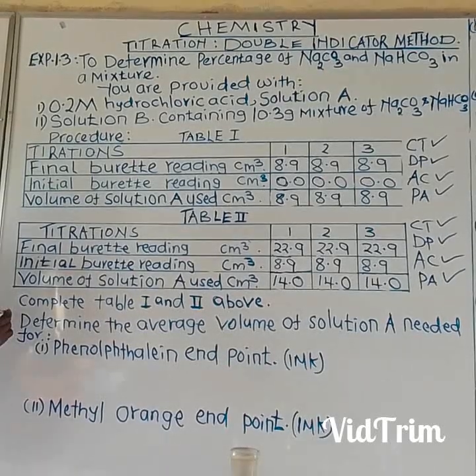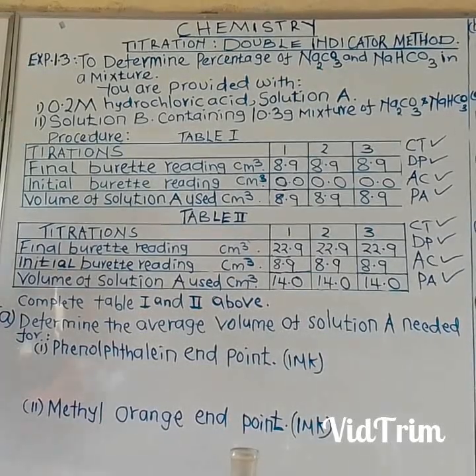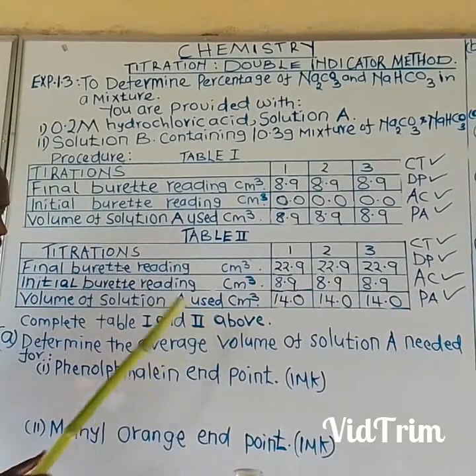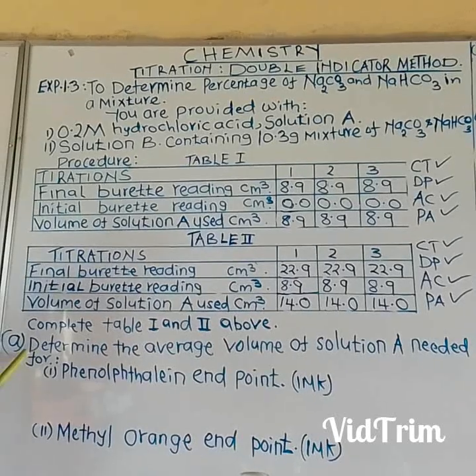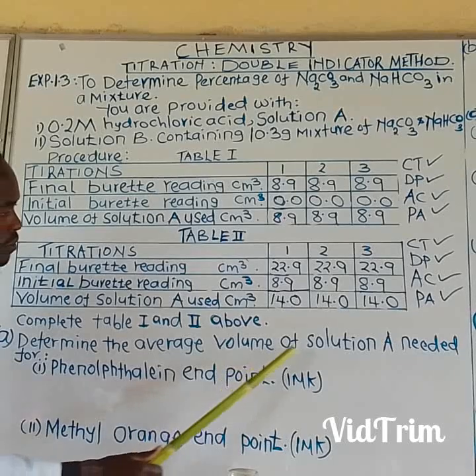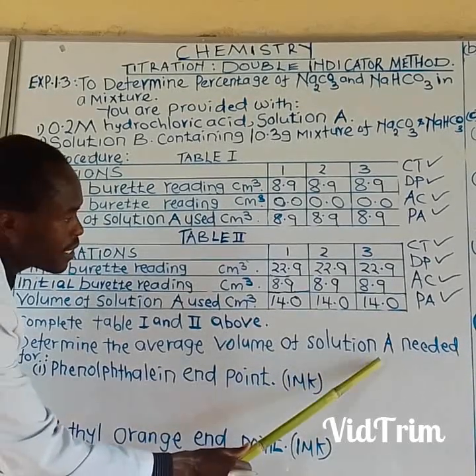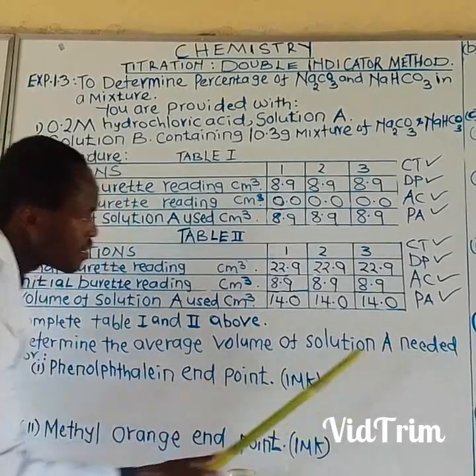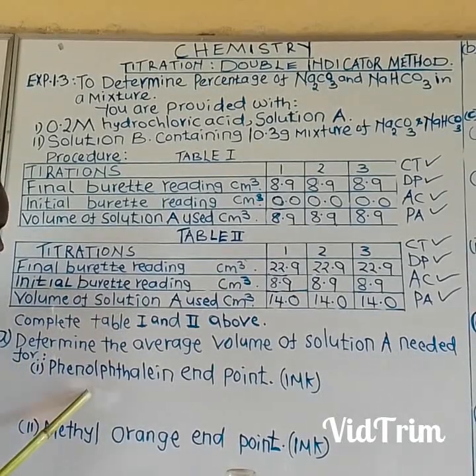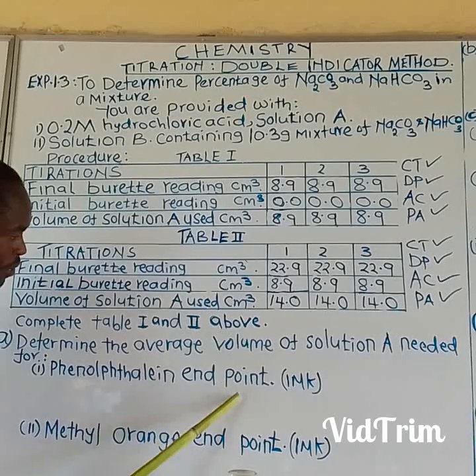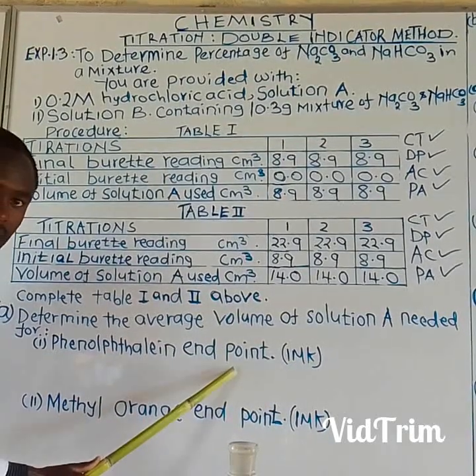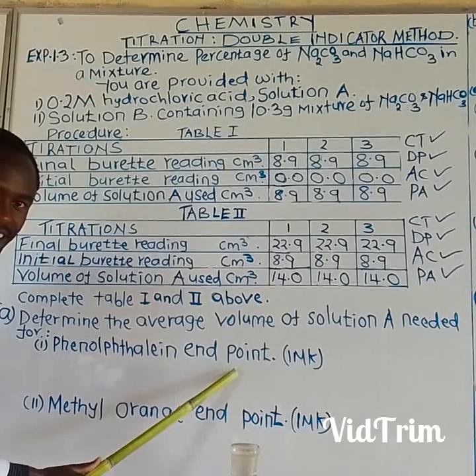Let us take this one as question A, because we have already completed tables 1 and 2. So question A, determine the volume of solution A needed for phenolphthalein endpoint. So average volume for phenolphthalein endpoint, that's in table 1, isn't it?